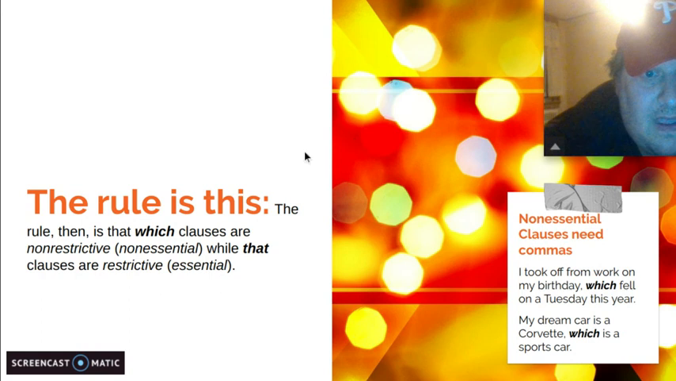Okay? Now, the rule is this. The rule then is that which clauses are non-restrictive, non-essential, while that clauses are restrictive and essential. Basically, which is the whiskey clause, right? That is the water clause. Okay? Non-essential clauses need commas.